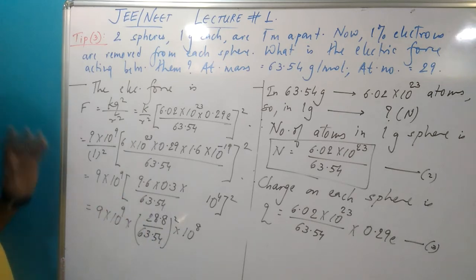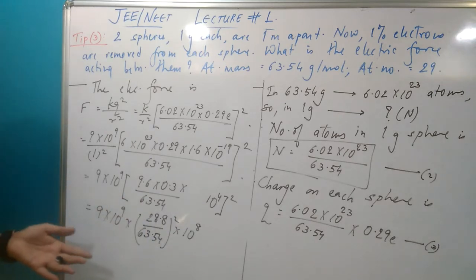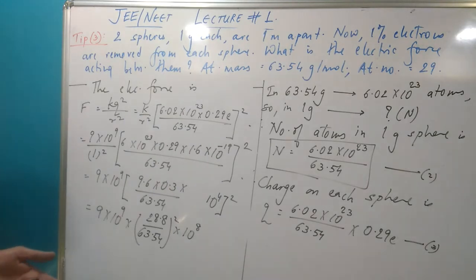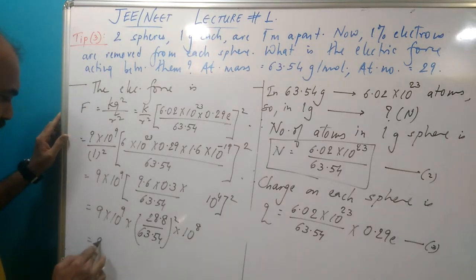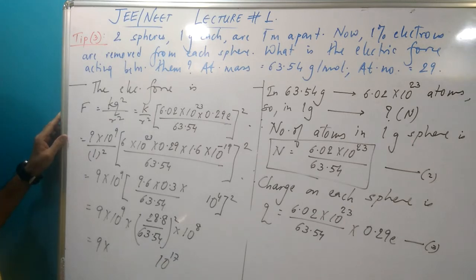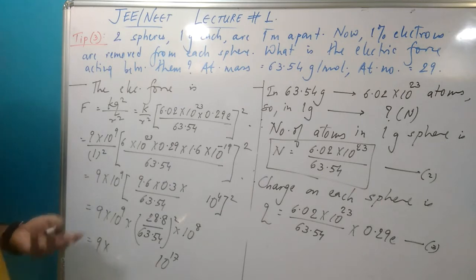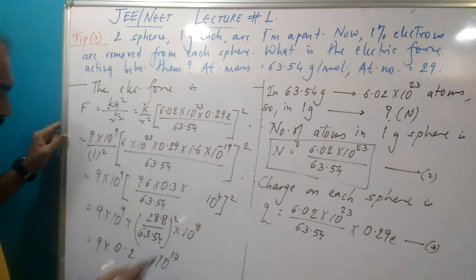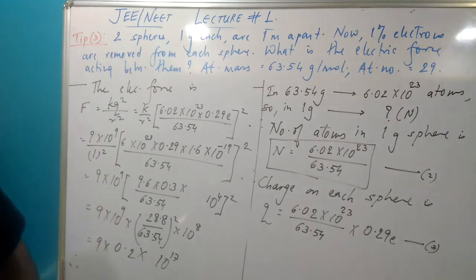So 30 by 63 is 1 by 21. So nearly 1 by 21 is nearly 0.45, 0.46. And square that up. And 9 and 8 is 17. 0.45 squared is slightly less than 0.5 squared. That is slightly less than 0.25. 0.22, 0.20, nearly 0.2. So the force F, I've gone so far.